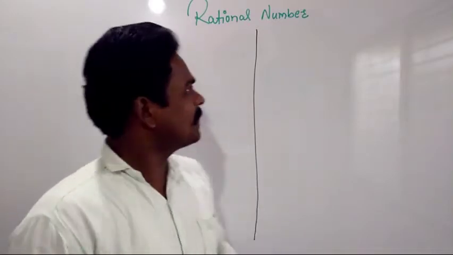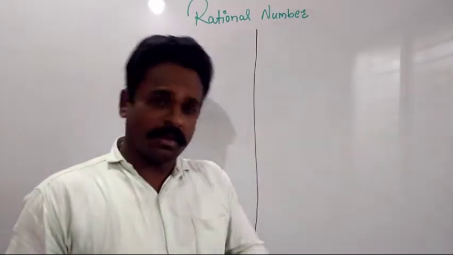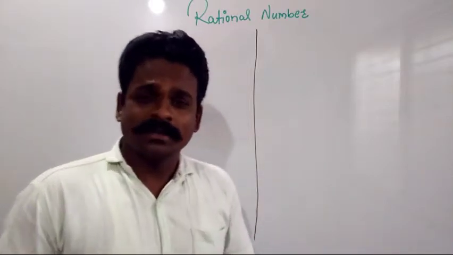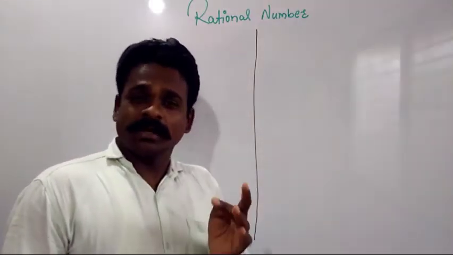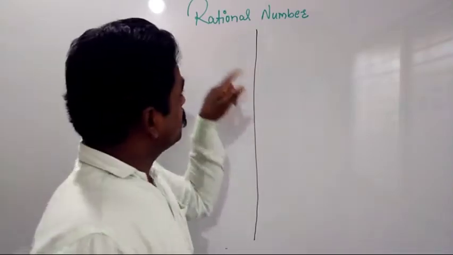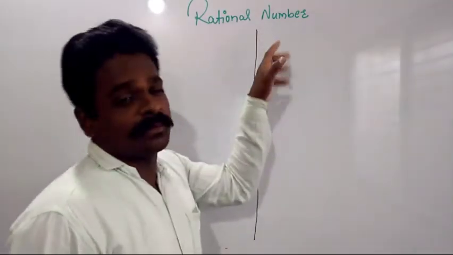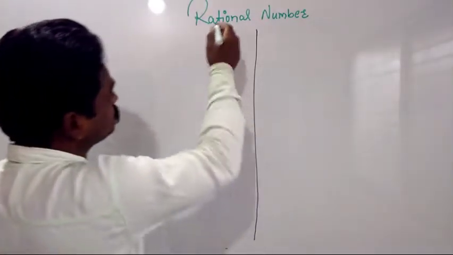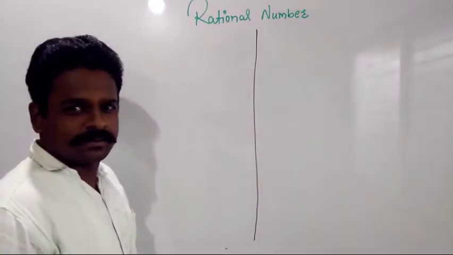Now we had been discussing the rational number. Before that we had discussed what the natural numbers are, what the integers are, and what the whole numbers are. And after that we discussed the rational number. What is a rational number? We covered it in the last lecture.